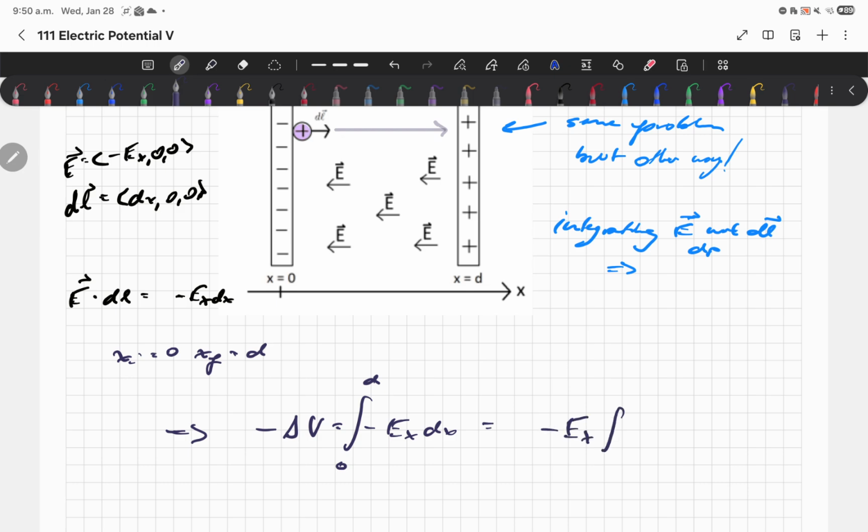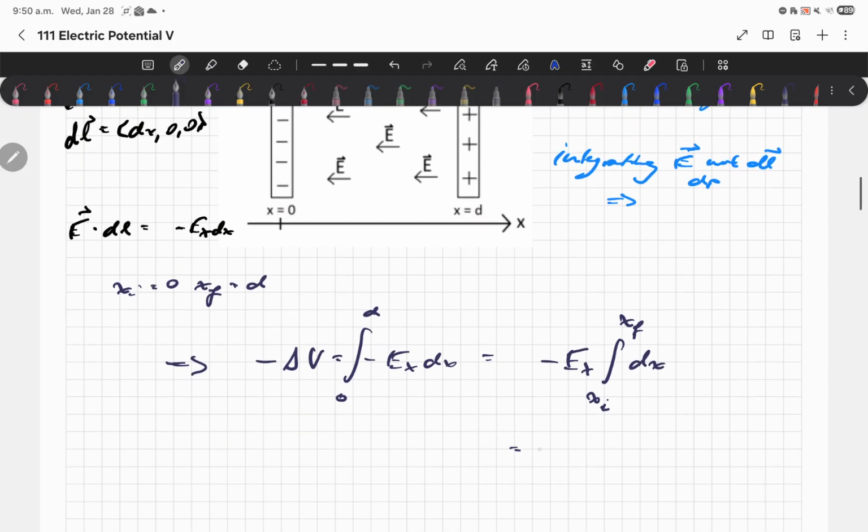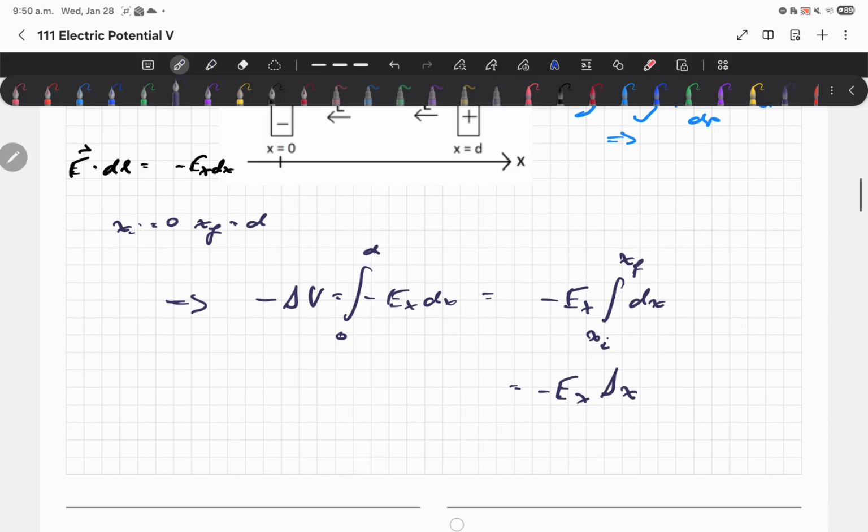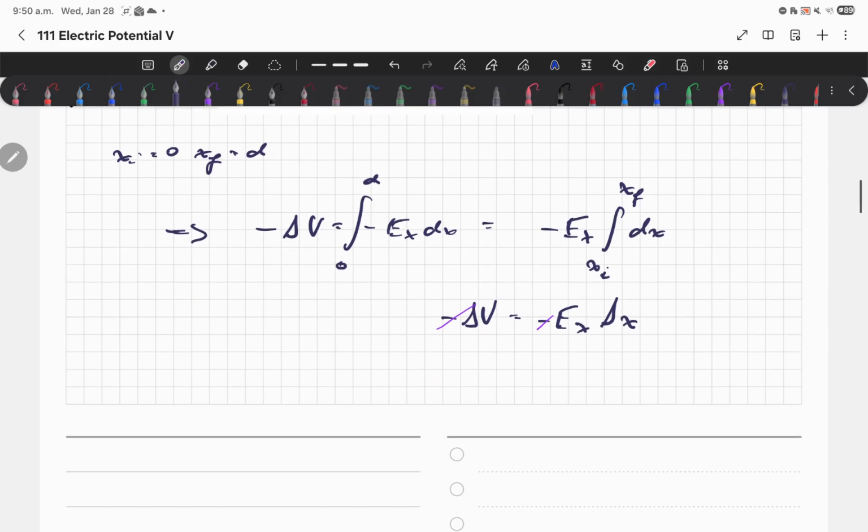Now, the important thing to do is to put in our zero pointing values. So from our integral, we have delta V equals Ex delta x. Well, we set V equals 0 at x equals 0, the initial position. We're left with V equals Ex times x for the potential anywhere in our capacitor.